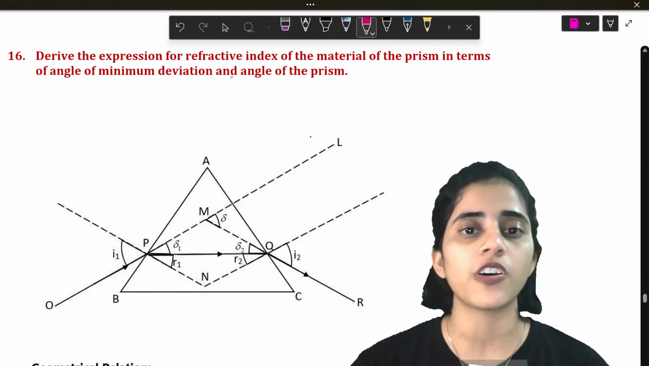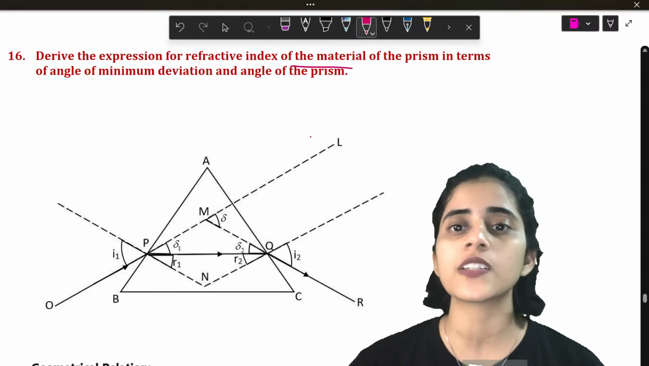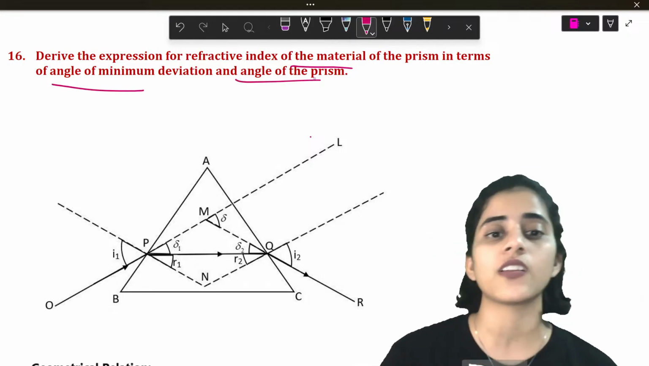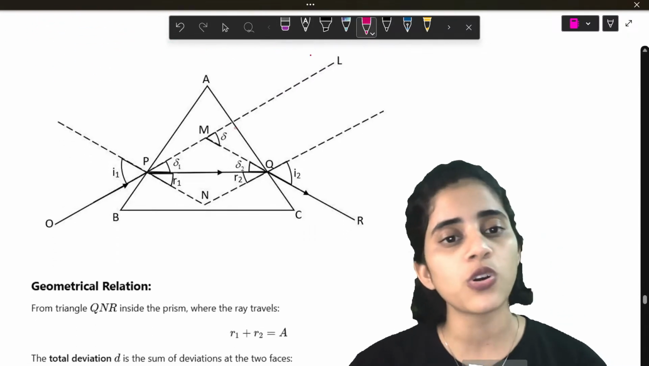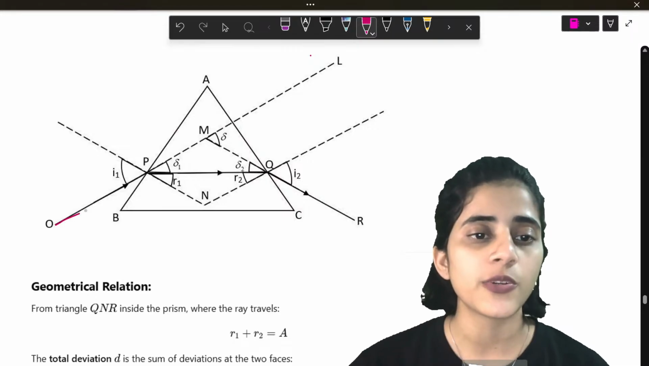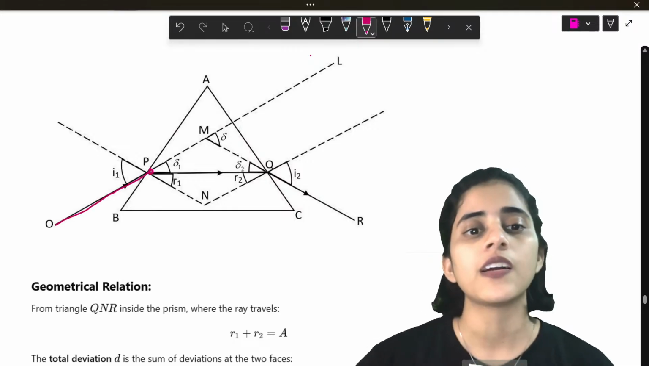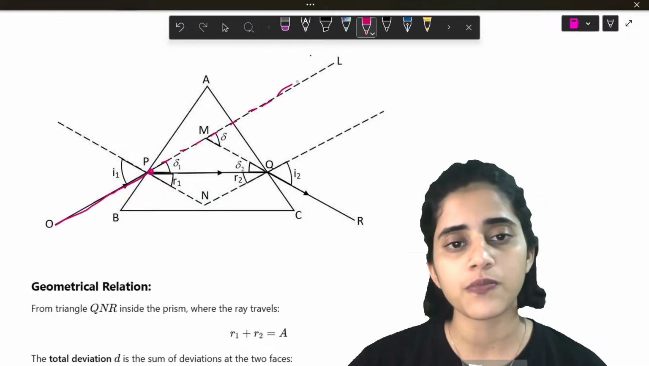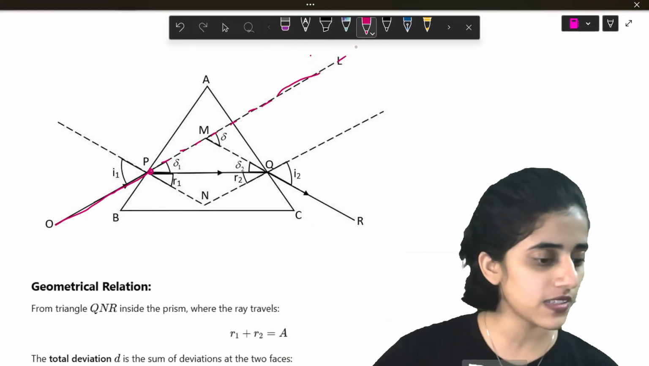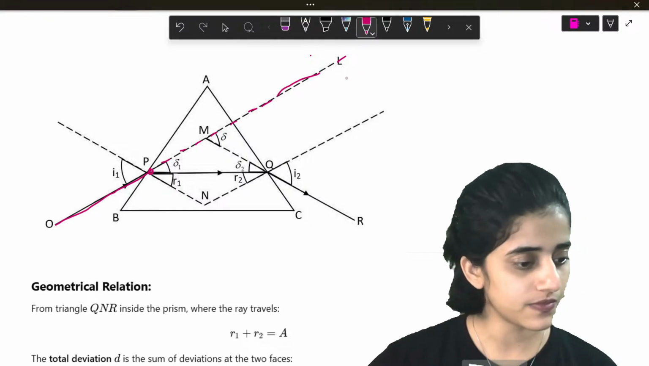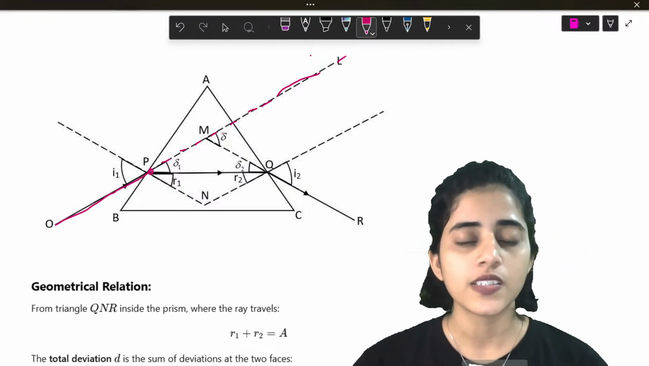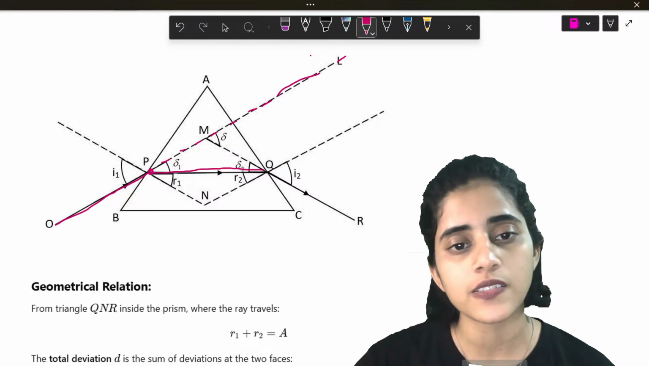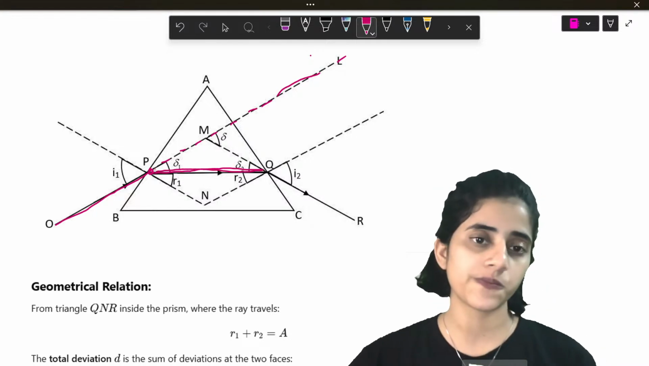Derive the expression for refractive index of the material of the prism in terms of angle of minimum deviation and angle of prism. So here also the diagram is very important. You have a ray. Now if the prism was absent, the ray would have moved like this. But the prism is there. So what happens? The ray bends.